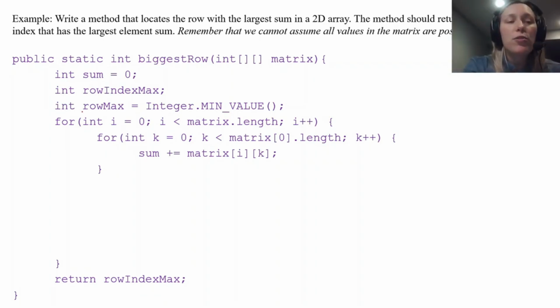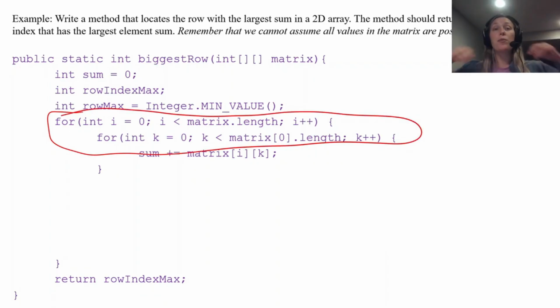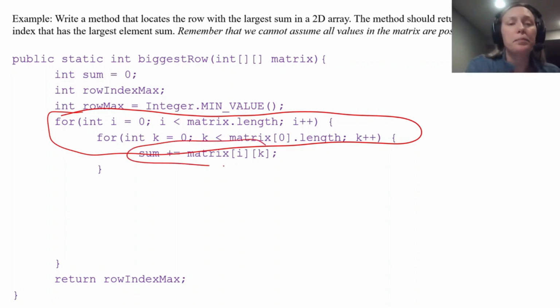Let's go back to my loop headers right here. I'm looping through the rows to find the row with the largest sum. So I want to go through in row major order, because I want to go through the entire row first to find the sum. I'm going to traverse through the columns. And then I find the sum like I just found the sum in the last one, right? Sum plus equals matrix at the current element.